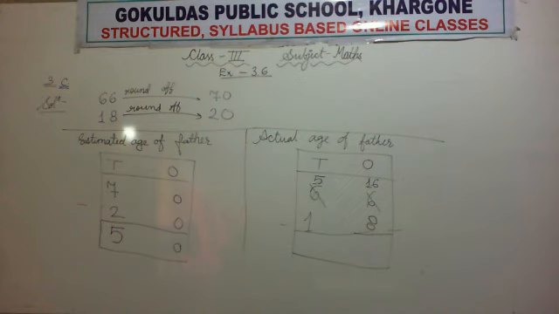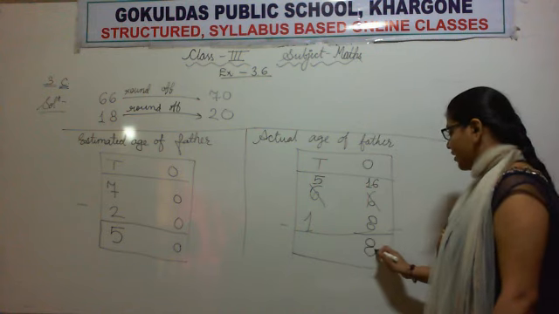Yes, count 16 finger marks. Now minus 8 is there, so count 8 times backward. Now how many finger marks are left? Count them. The marks are left, so we will write the number 8.